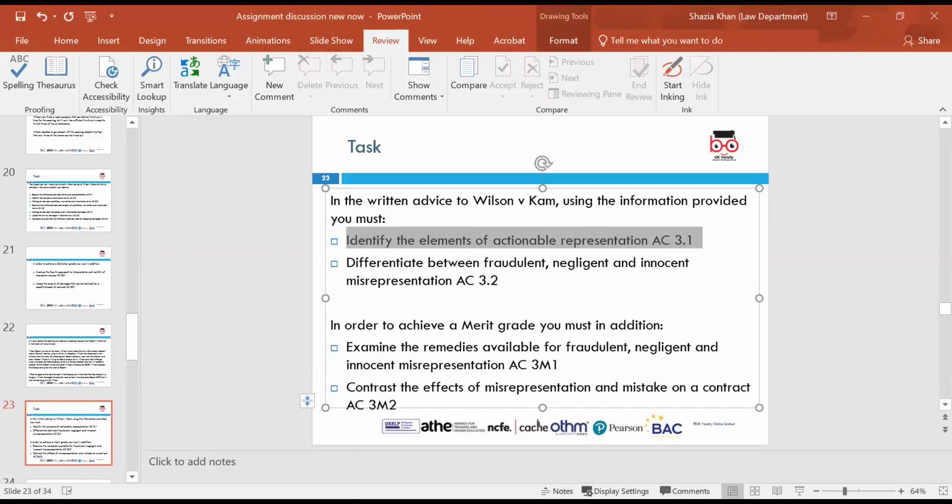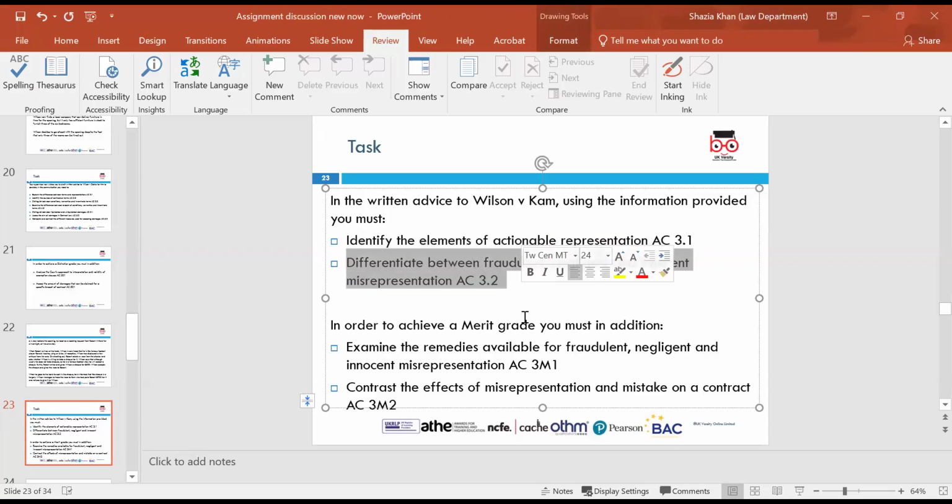And that would be looking at the elements of actionable representation and the effects of misrepresentation. Secondly, you need to differentiate between fraudulent misrepresentation and negligent and innocent, which is AC 3.2. Okay, you'd have to have a look at that and how it was committed by Robert as well. You'd need to bring the scenario into it.